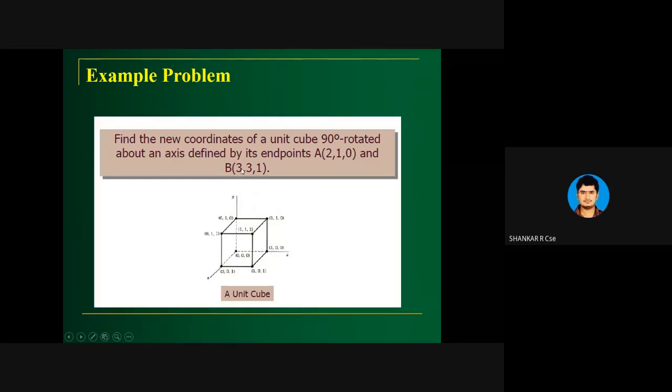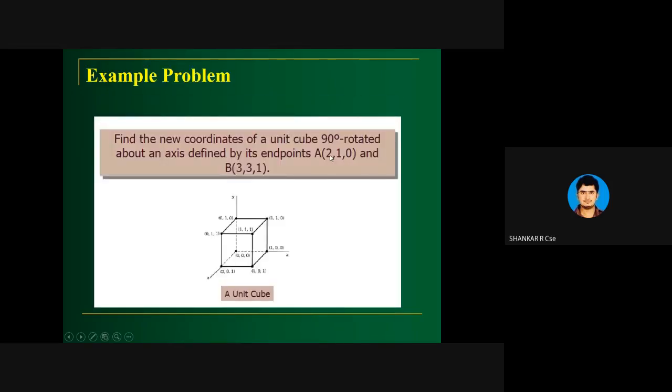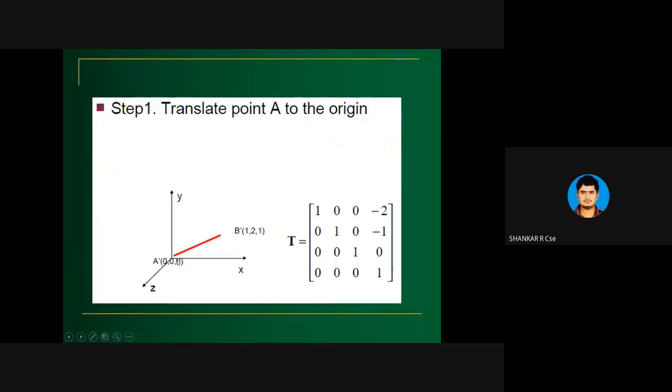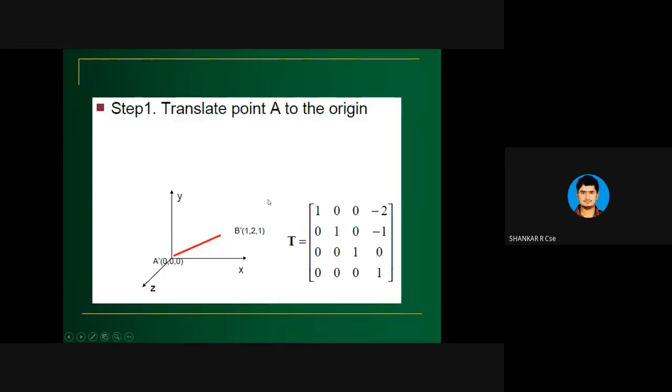So 3 minus 2 is 1, 3 minus 1 is 2 and 1 minus 0 is 1. That is the reason this B is now 1, 2, 1. A became 0, 0, 0 because it was at 2, 1, 0 and we subtracted the equal amount. So subtract 2, 1, 0 from B: 3, 3, 1 minus 2, 1, 0 is 1, 2, 1. So B follows. This is what I mean by B follows. All right, so this is step 1.